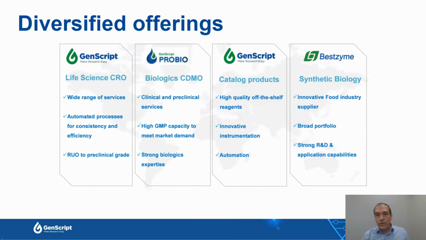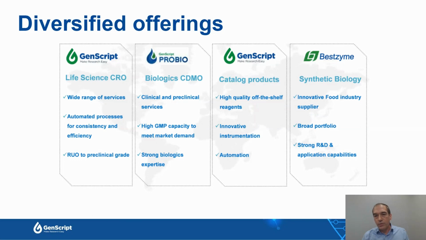We have very diversified offerings. We have 4 different business units under GenScript. The Life Science CRO business unit, they offer a wide range of services. A lot of their processes are fully automated for consistency and efficiency, and they typically work in the R&D to preclinical grade services. We also have the Biologic CDMO division, GenScript ProBio. They mostly work in the clinical and preclinical space. They have high GMP capacity to meet the market demand, and they have very strong biologics expertise.